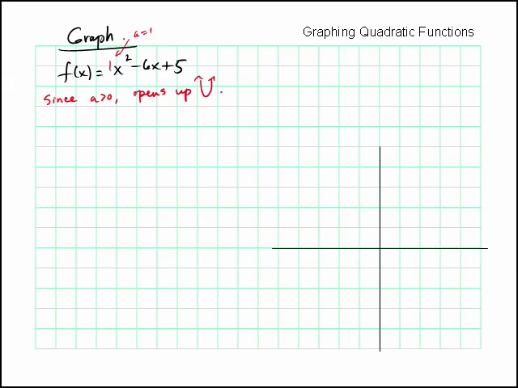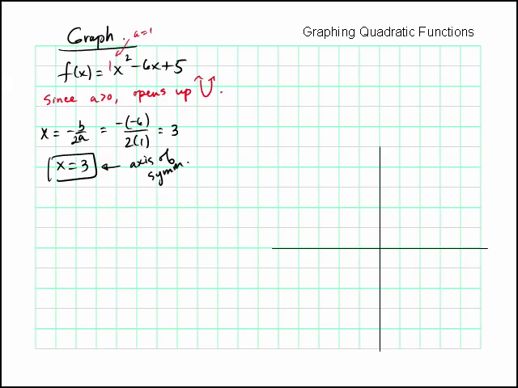Now I'm going to find the vertex. And I'll use the line of symmetry method. Negative b over 2a, which here will be negative negative 6 over 2 times 1, and that simplifies to 3. So our axis of symmetry is x equals 3.